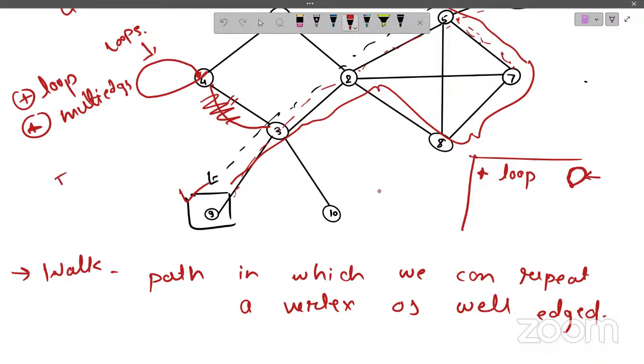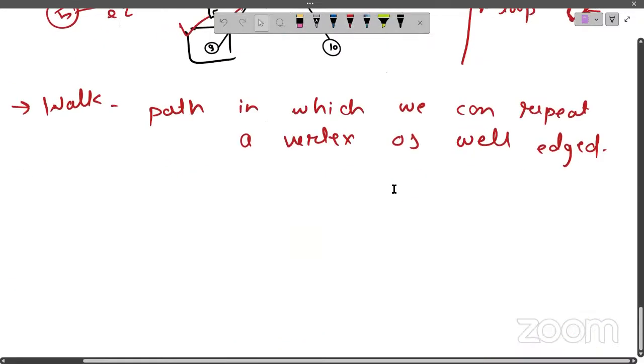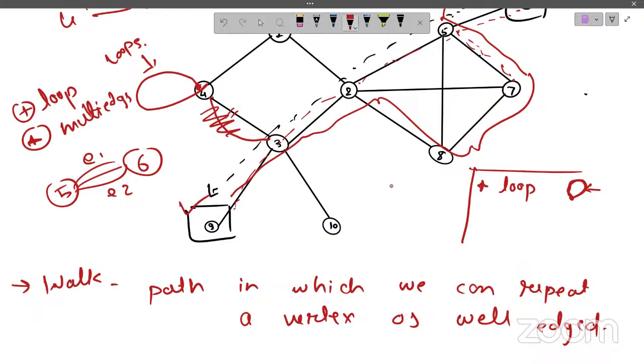Multi-edges are edges whose starting and ending points are the same. For example, these E1 and E2 are two edges from 5 to 6, so their starting and ending points are the same. So they are called multi-edges. In our graph, we try to avoid multi-edges and loops because they are not that informative for us. Okay. So a walk is nothing but a path in which we can repeat a vertex.